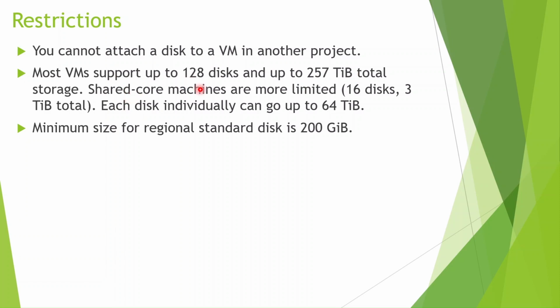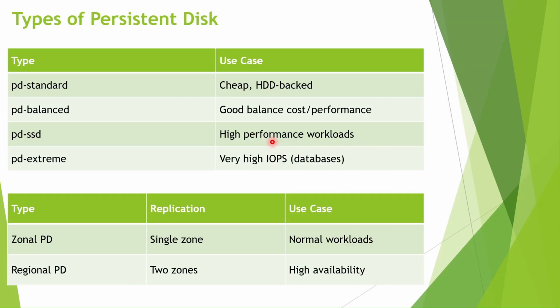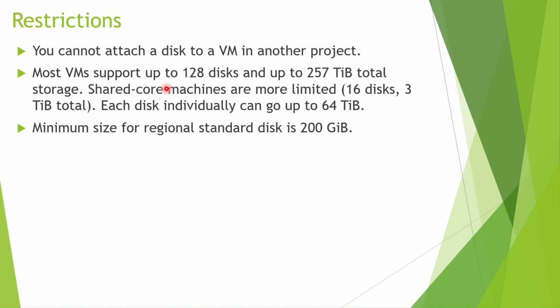Shared-core machines are more limited. You can only attach 16 disks and 3 TB total, and each disk can go up to 64 TB. These are some restrictions at a very high level, so keep them in mind. And as you already saw, the minimum size for a regional standard disk is 200 GB. So just make sure of these standards. For this, we have to use at least a 200 GB disk if we are going with a regional one.